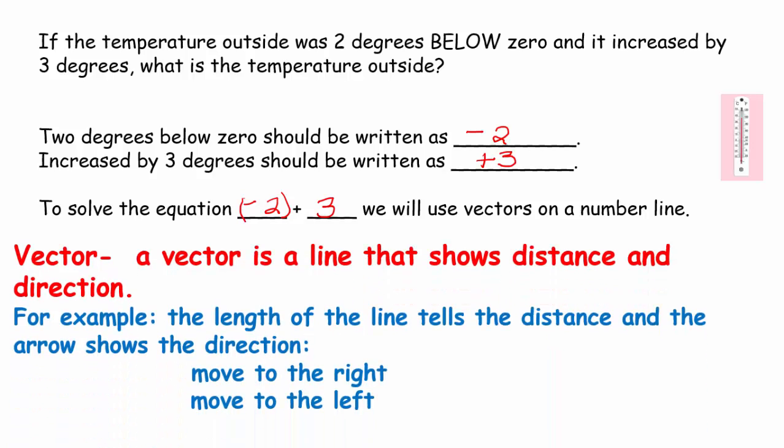What is a vector? This is a new word that you'll learn this year. A vector is a line that shows distance and direction. For example, the length of the line tells the distance and the arrow shows the direction. So check out these arrows. If you see an arrow going to the right, obviously that means to move to the right. If you see an arrow that goes to the left, that means you're going to be moving to the left on the number line.